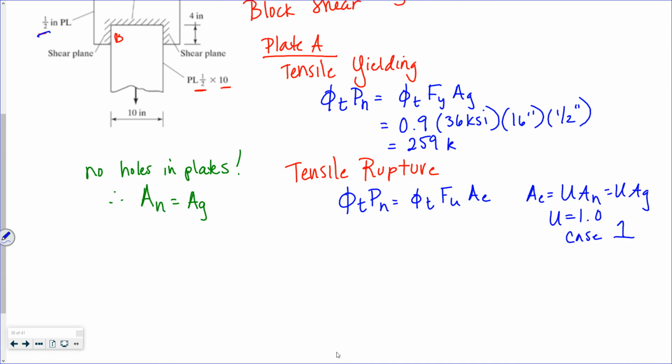So tensile rupture is 0.75 for my phi. That's back in Chapter D. Better make sure you know where that is. 58 ksi for my ultimate stress, my Fu, times 1 for my shear lag factor, and my gross cross-sectional area, 16 inches with 1/2 inch thickness, gives 348 kips. So this big plate is going to fail in yielding before it fails in rupture, is what that's telling you.